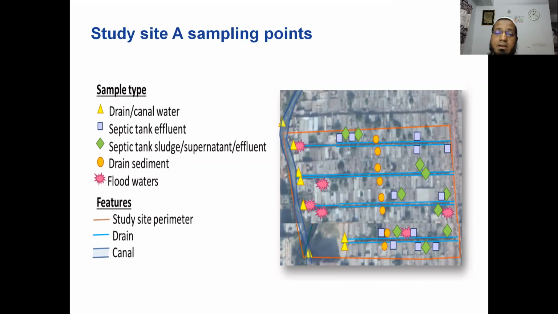Study site A had 4 roads ending up in a canal, and you can see the septic tanks and on-site sanitation are located in these blocks. We collected drain samples from the end of the drain and canal samples from the center of the canal of each drain. We also collected sediment samples from the center of the drain. We also collected flood water samples randomly from different households during the rainy season.